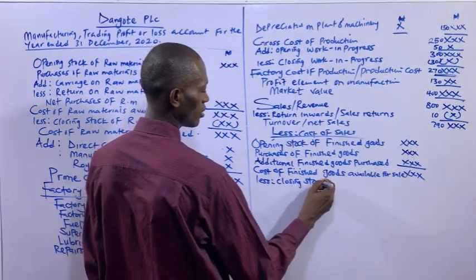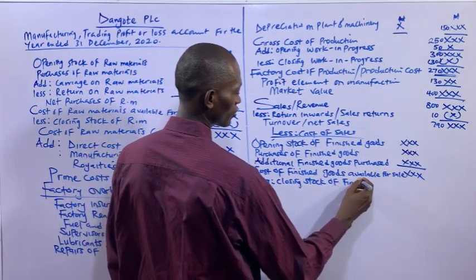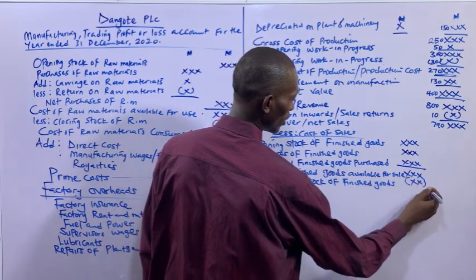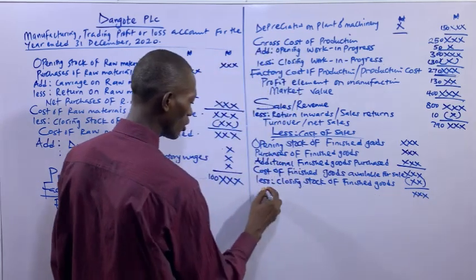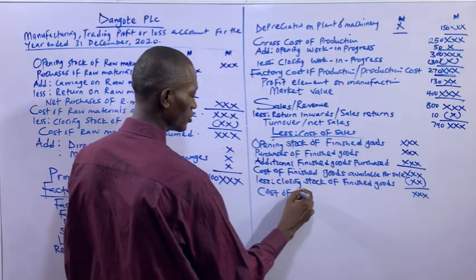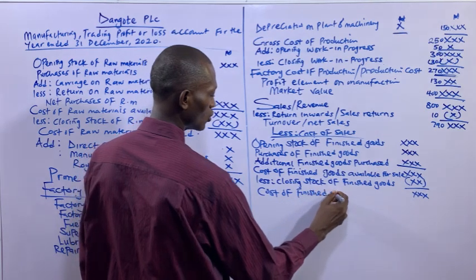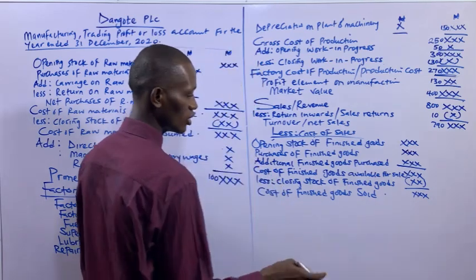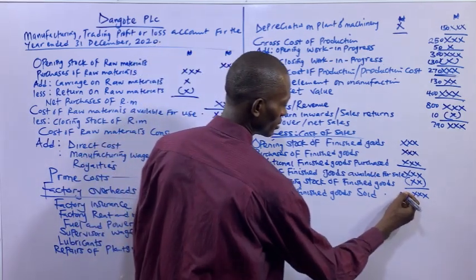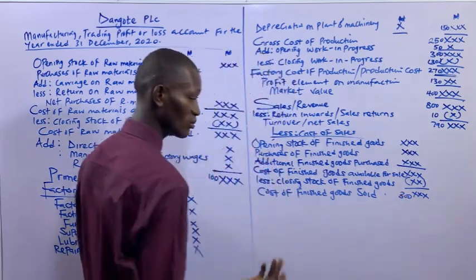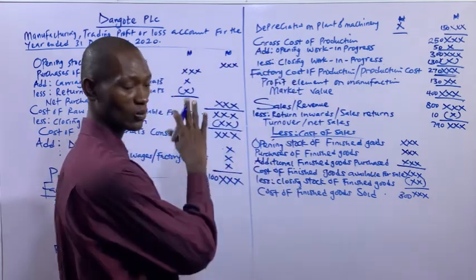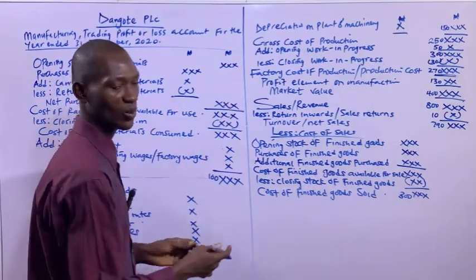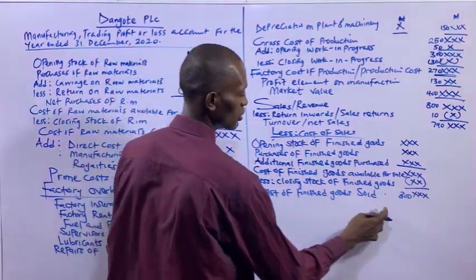Then when we have this, we less closing stock of finished goods. So closing stock we less it. Then we have cost of finished goods sold. Let's assume this cost of finished goods sold is 300. We are just assuming, because after we've solved one or two questions, you'll be able to have a deep understanding of all these that we've put on the board.